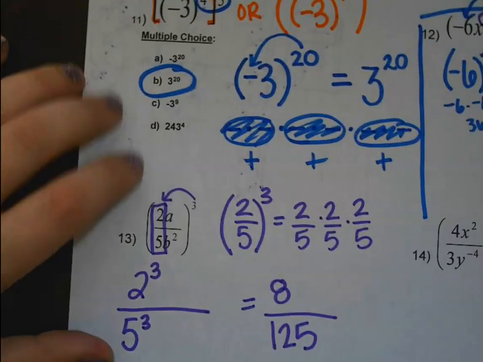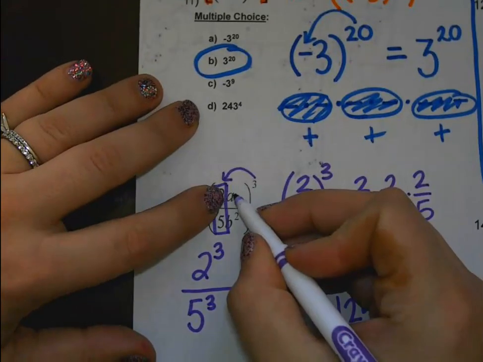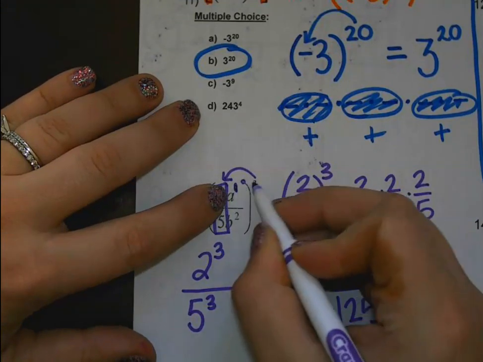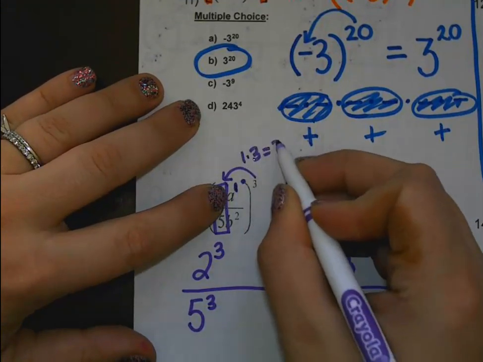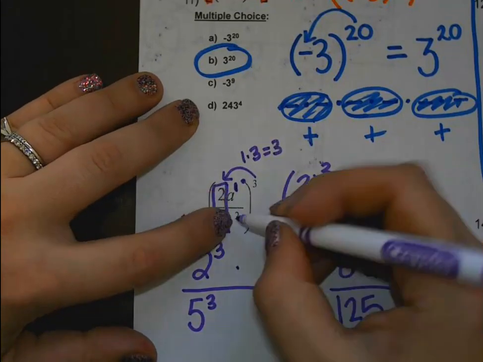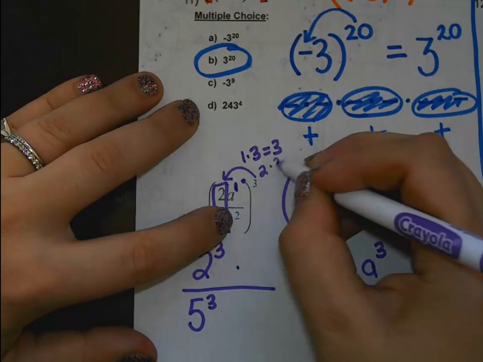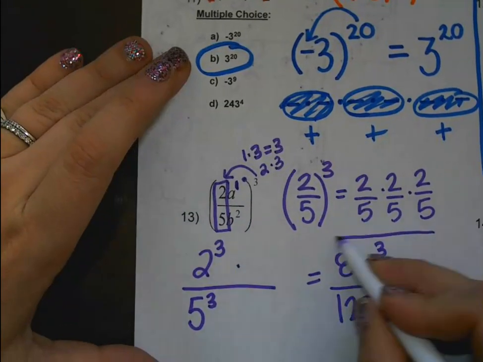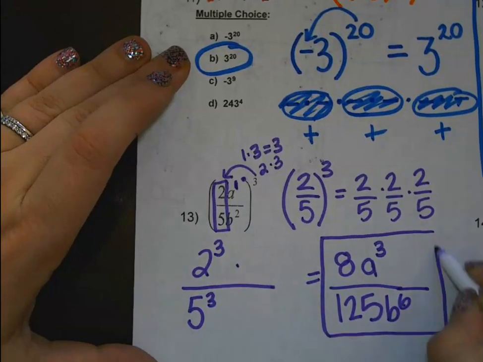Okay, now our rule is to multiply the exponent. Well, this a does not have an exponent, so 1 times 3 is 3. So we would have a to the third power. And then 2 times 3 is 6. And this would be our final answer.